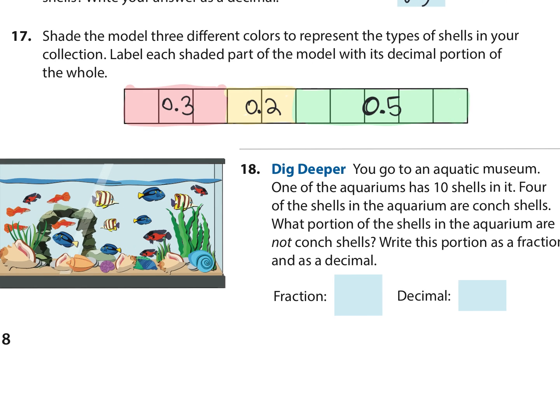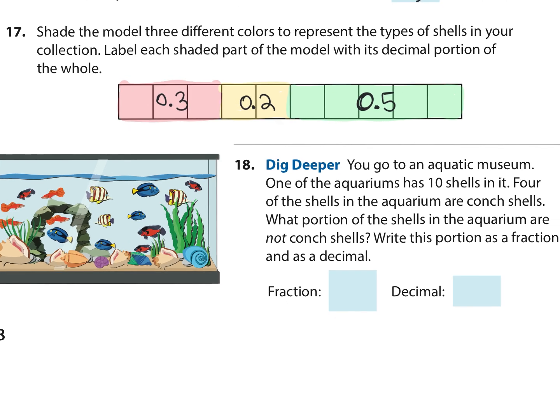All right. Last one, number 18. You go to an aquatic museum. One of the aquariums has 10 shells in it. 4 of them are conch shells. What portion of the shells in the aquarium are not conch shells? So if 4 are, how many out of the 10 are not? 6. So the fraction would be 6/10. The decimal would be 0.6. I read them the same way, they just look a little different.